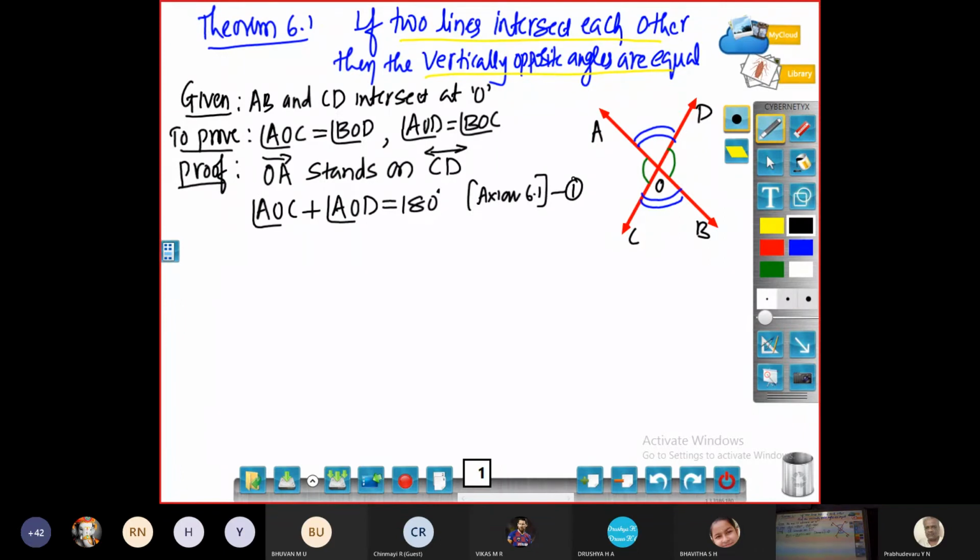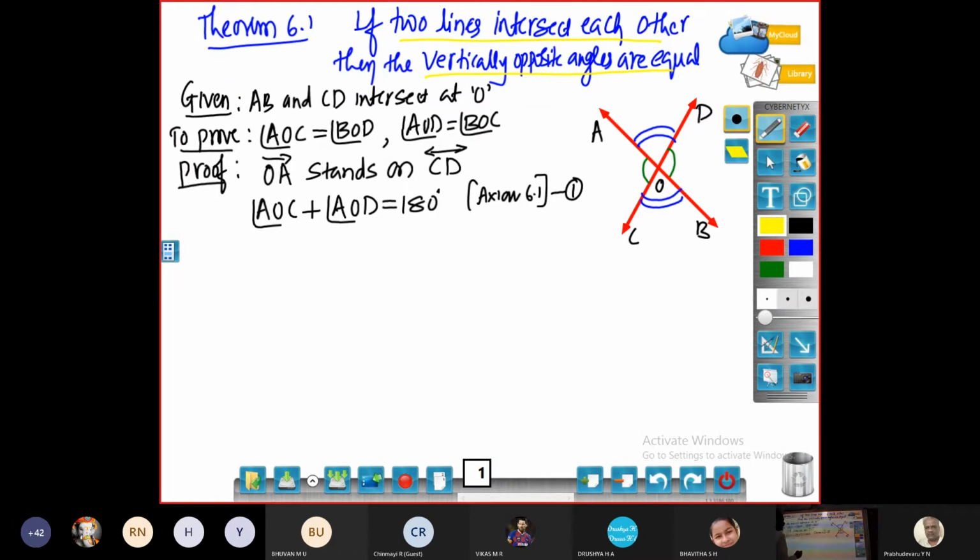Let me repeat once again. Ray OA, highlighted in yellow, and line CD. These two are adjacent angles, so AOC and AOD are 180 degrees. Similarly, I am going to take another pair of angles. We have taken AOC and AOD; now I will take angle AOD and BOD.